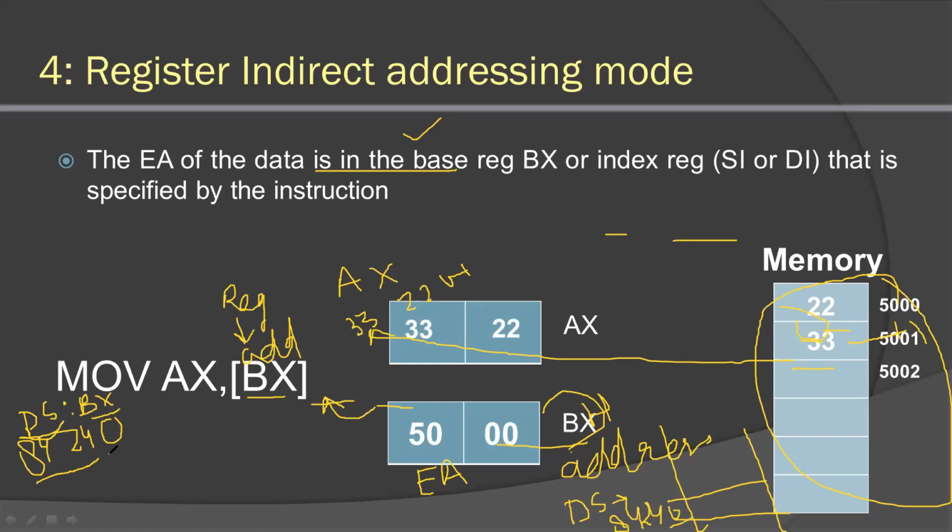In case of binary it will be 4 zeros. In case of hexa we are writing right now, so it is only single zero. It is represented by single zero. So the value of BX is 5000. We will add this value 50.